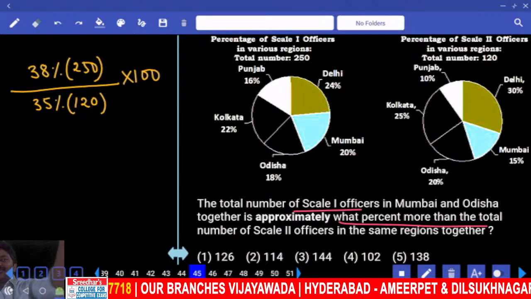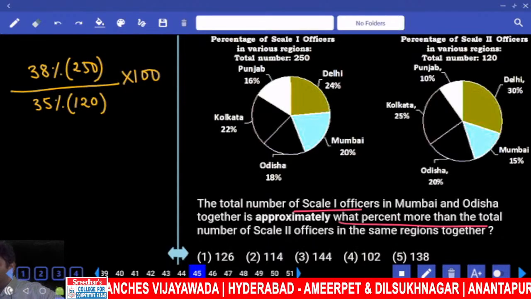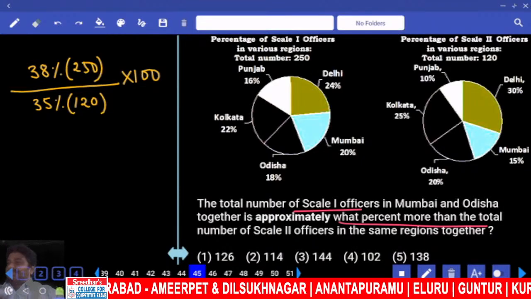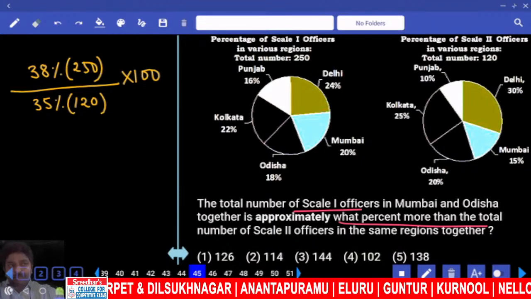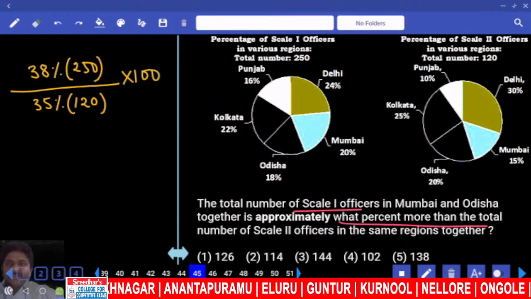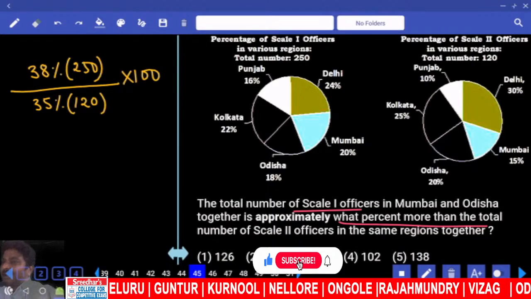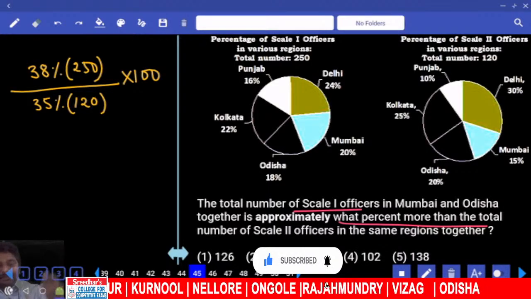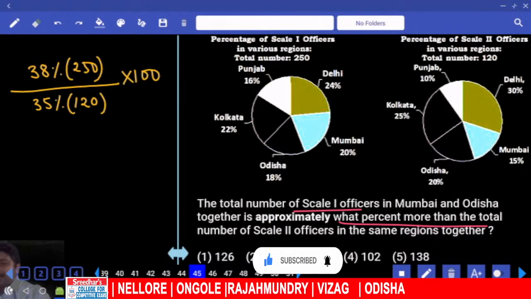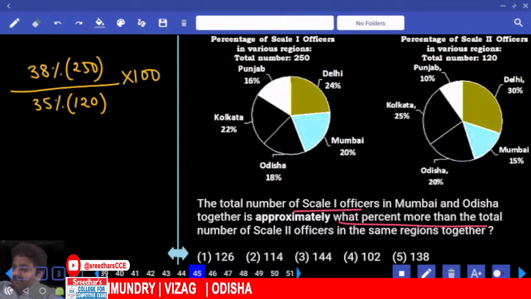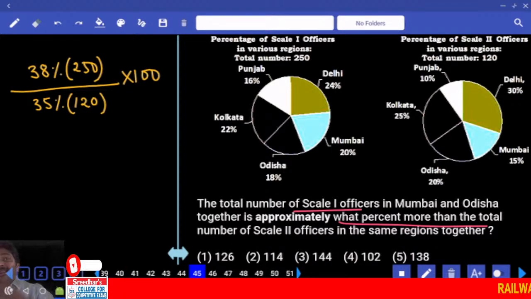If your salary is 120% of my salary, your salary is by what percentage more than my salary? If it is 150%, if it is 220%, 120% more, right? So now when the question is about what percentage more, I don't want to waste my time by calculating what is 38% of 250, what is 35% of 120. I don't want to do that and waste time. Let us calculate what percentage it is. Then more we can calculate later.